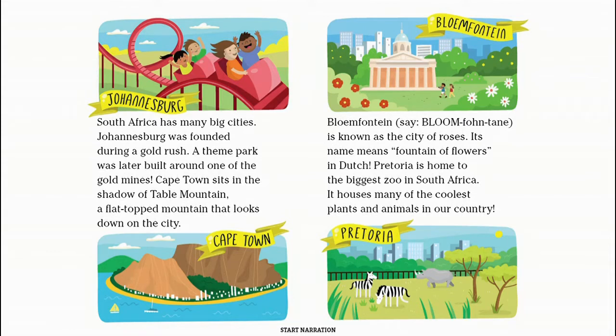And then there at the bottom is Cape Town. Cape Town sits in the shadow of Table Mountain, a flat-topped mountain that looks down on the city. They call it Table Mountain because it's flat on top like a table.